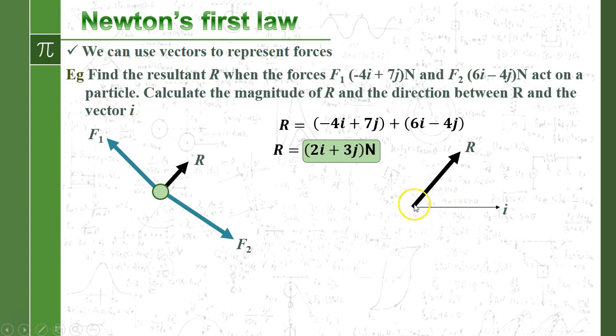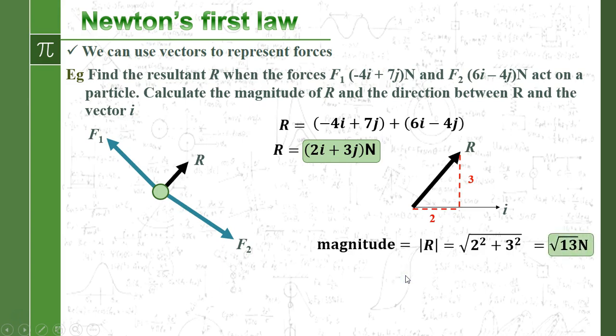So let's go for magnitude. How do we work out the size of a vector? Hopefully we should know that from our pure. Well, if I've got 2i going that way, 3j going that way, this is just a simple Pythagoras job. So the magnitude is going to be 2 squared plus 3 squared, which is root 13 newtons.